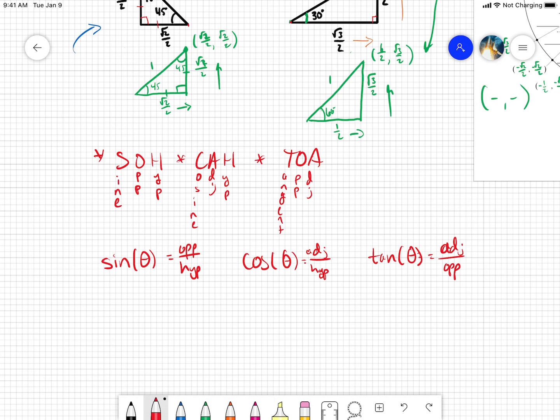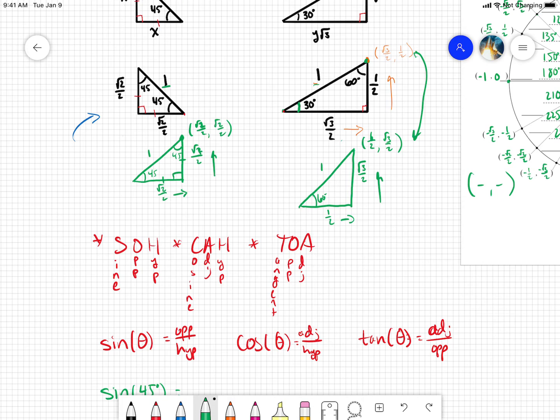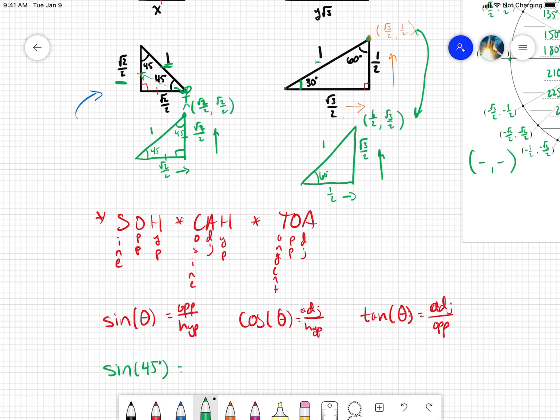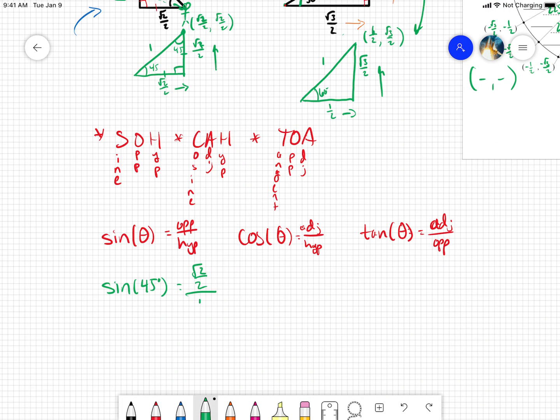If I wanted to find sine of 45 degrees, how I do that is I stand at either one of these 45 degrees and I look into the triangle. Now when I look into the triangle, I'm doing opposite side, so that's the side that's over here, over the hypotenuse, which is always going to be 1. Okay? So I know that the opposite side for 45 degrees is rad 2 over 2, and that's going to be over my hypotenuse, which is 1, meaning that this is rad 2 over 2. Interesting.